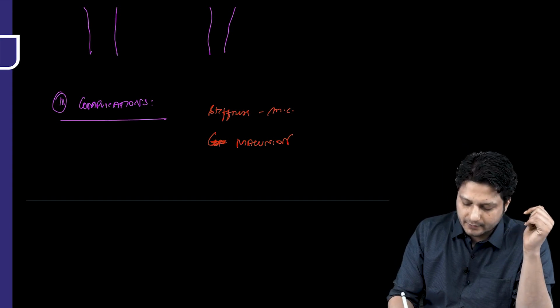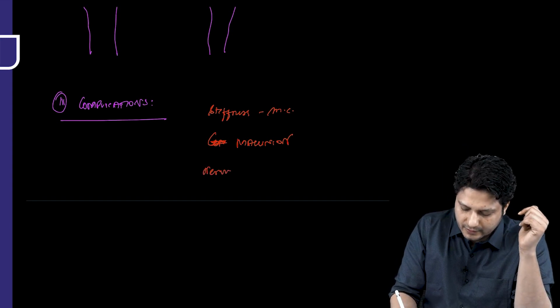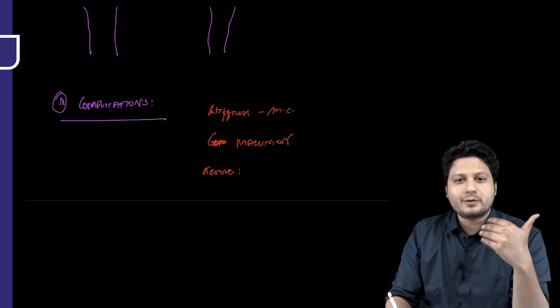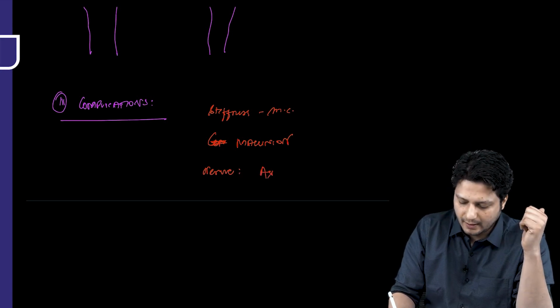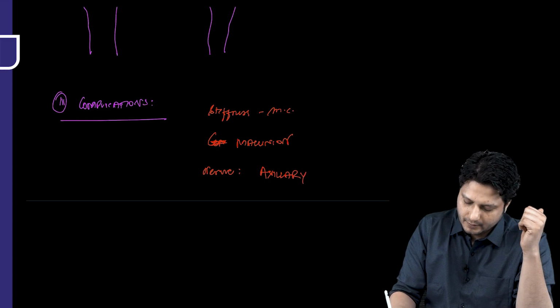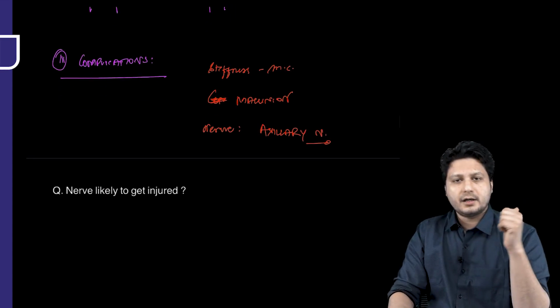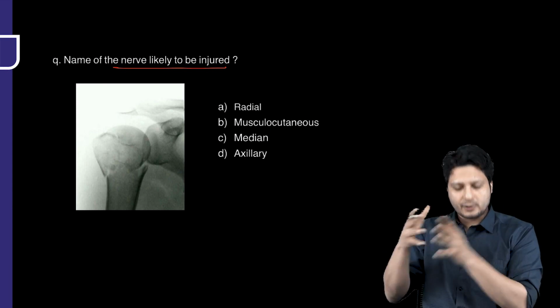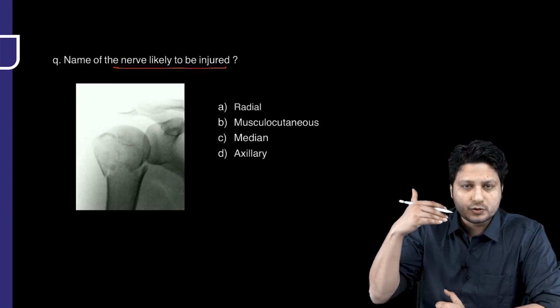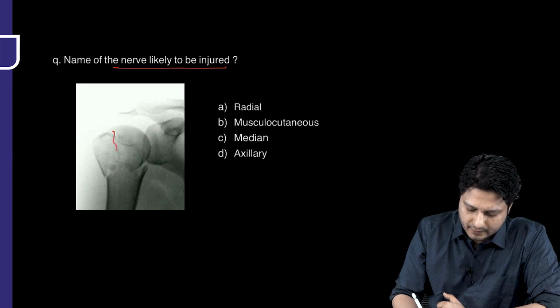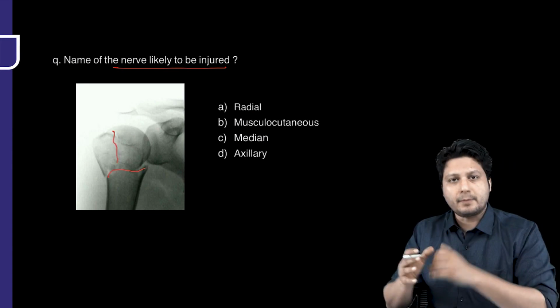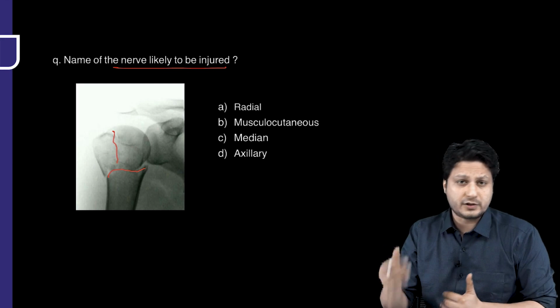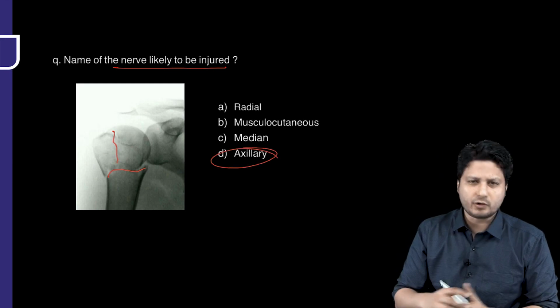And the third one is nerve injury. The nerve which is likely to get injured because of a proximal humerus fracture is the axillary nerve. Now if you go back to the question related to the proximal humerus fracture, what you see here is a fracture of the bone in the proximal part of the humerus. What is the name of the nerve which is likely to get injured? It is the axillary nerve. So it is not very difficult.